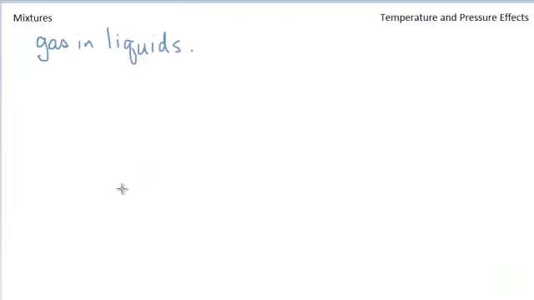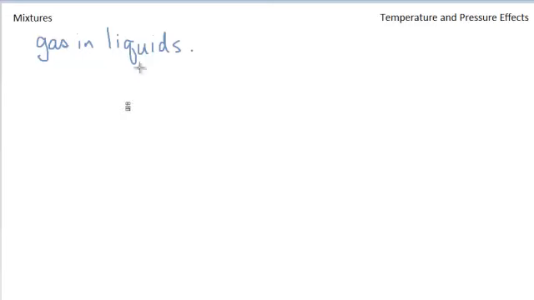If we're looking at the solubility of a gas in liquid, what we find, similar to solids and liquids, is that we do see some gases that are more soluble in liquids as you increase the temperature, and some gases that are less soluble as you increase it. So this is something that needs to be determined experimentally.